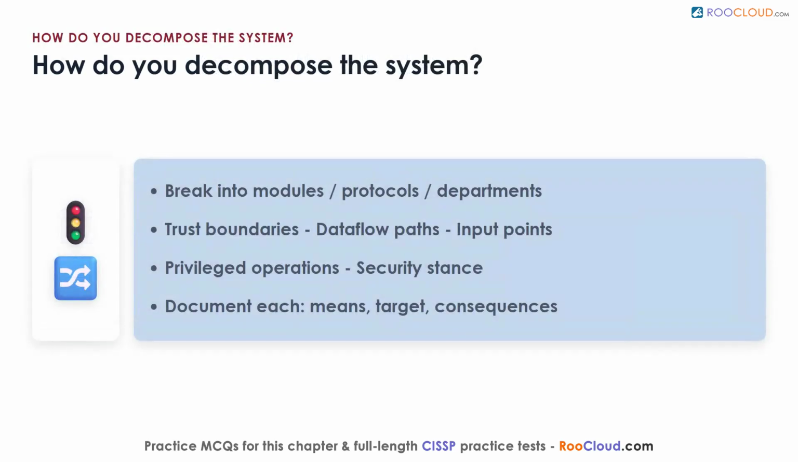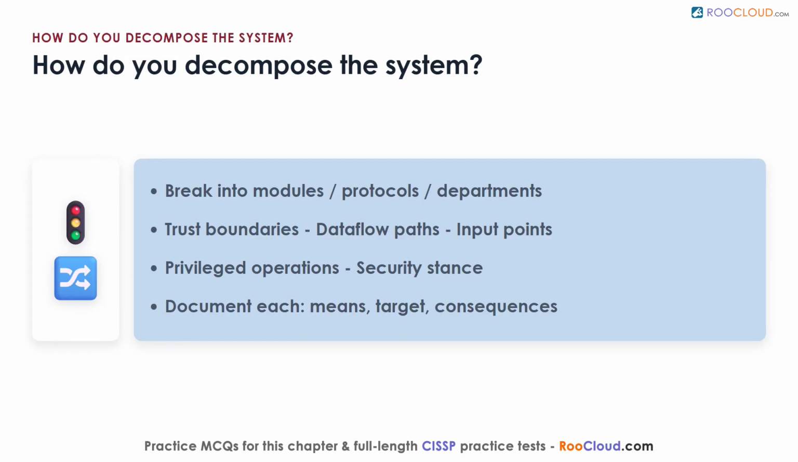How do you decompose a system in reduction analysis? Reduction analysis means breaking the system into smaller parts to understand its logic and interactions. You split an application, system, or environment into modules, protocols, or even departments. Then study each part's inputs, processing, storage, and outputs.